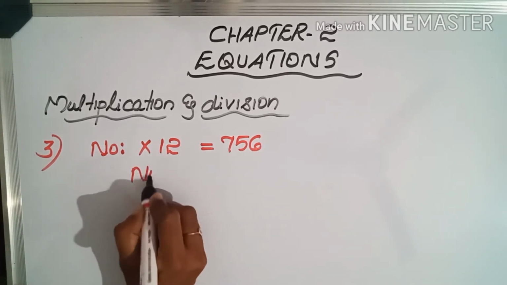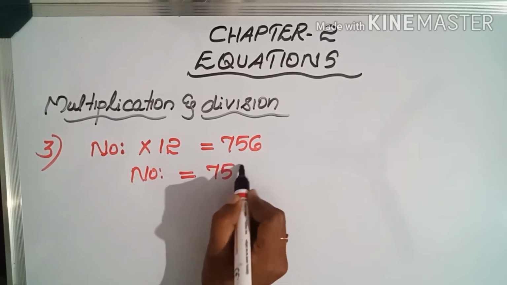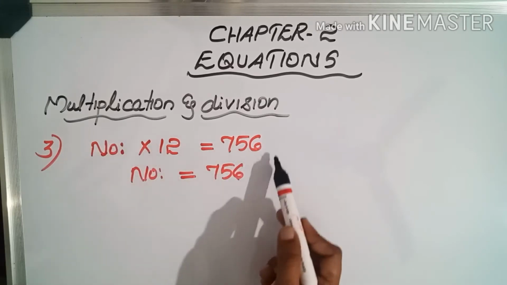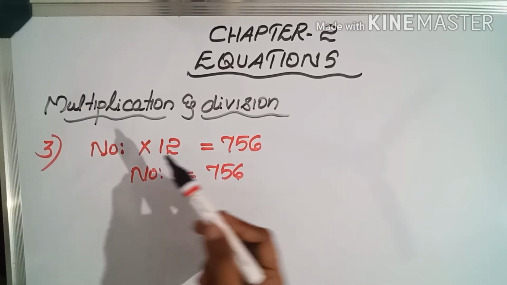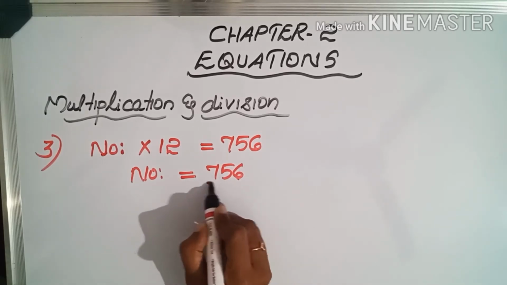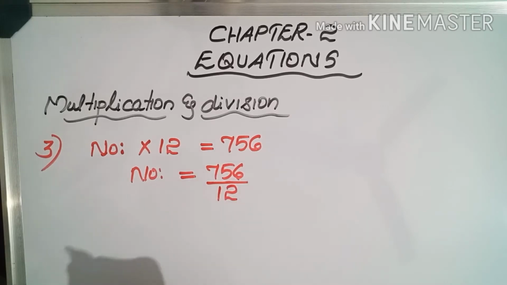So number equals 756 already here, then the into 12 we need to remove from this side and add to this side. So into 12 comes to this side, it will be divide. Into 12 means here it is divided by 12. After dividing this, we will get the number.